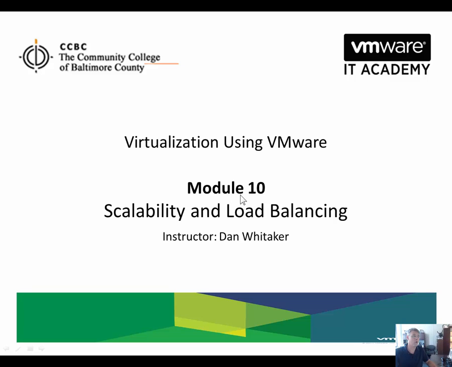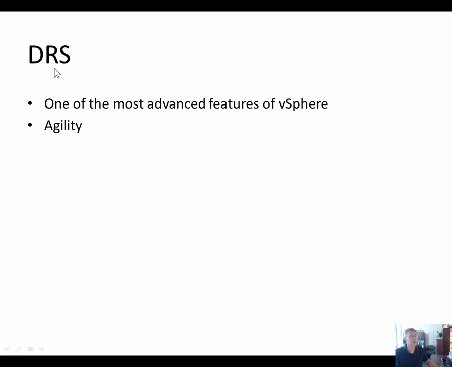We are now on Module 10, Scalability and Load Balancing. In this section, we will discuss DRS, the Distributed Resource Scheduler. And we will see that DRS is one of the most advanced features of vSphere. And when they call vSphere agile, they're referring to DRS.